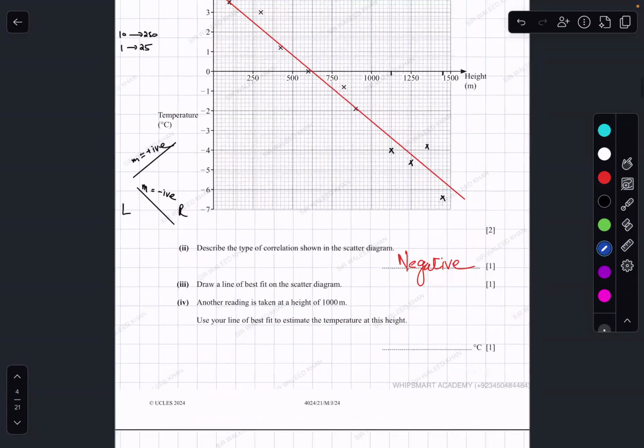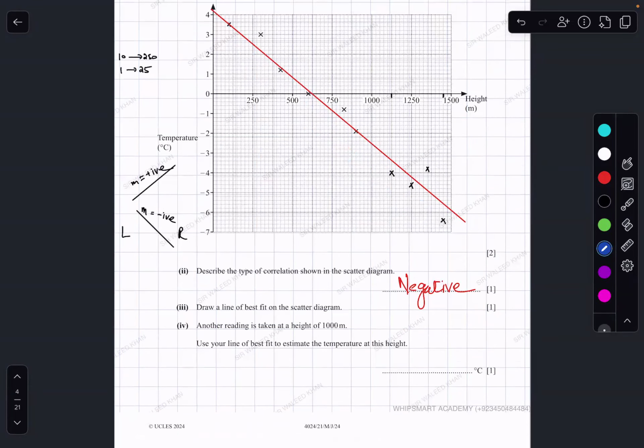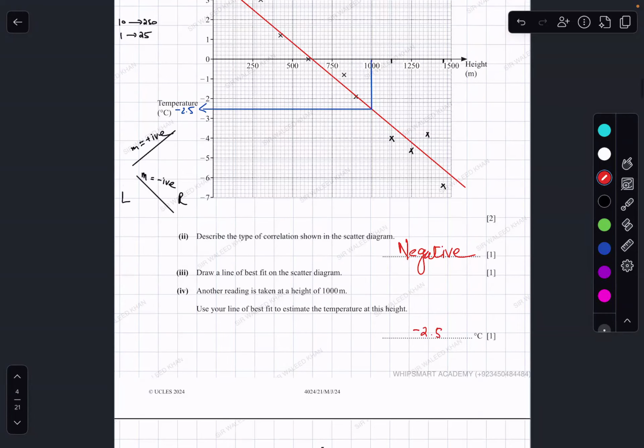Okay. Another reading is taken at a height of 1000 meters. Use the line of best fit to estimate the temperature at this height. So at 1000, let's see. So we have negative 2.5. And these values will be marked accordingly, the way you draw the best fit line. Okay.